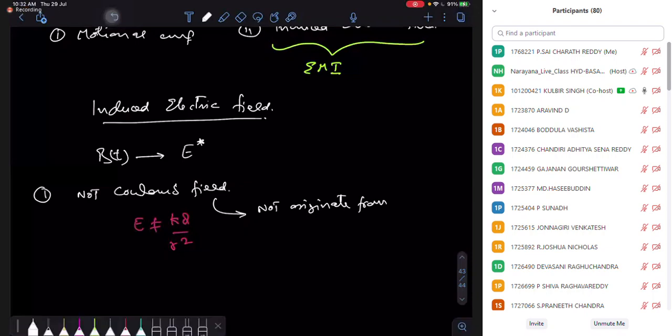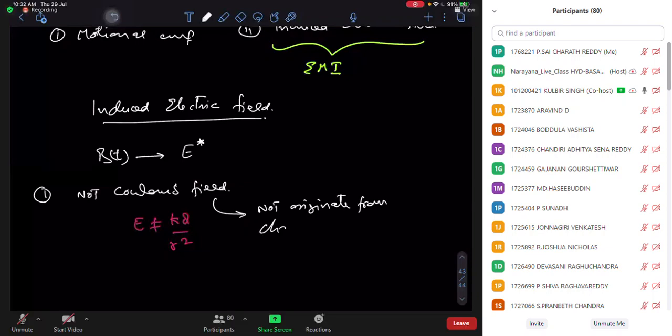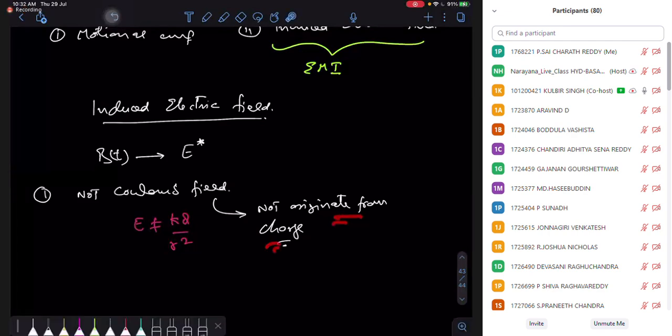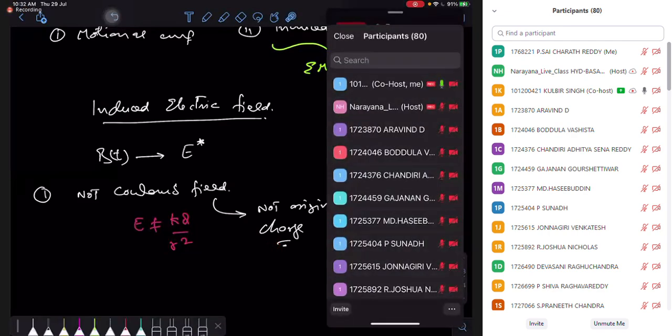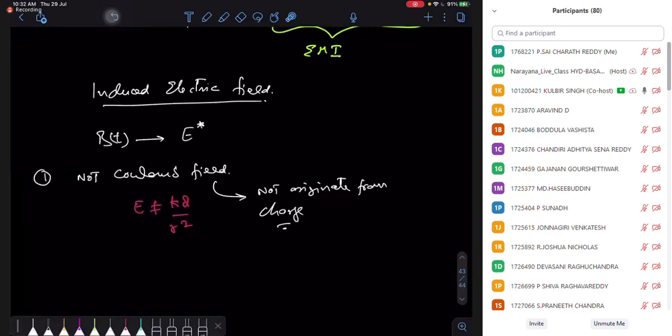Not originate from the charge. So origin is not the charge, right? That's another point here. So who is the origin? Okay, we'll come to this origin here. Origin is my magnetic fields. We come to the origins.